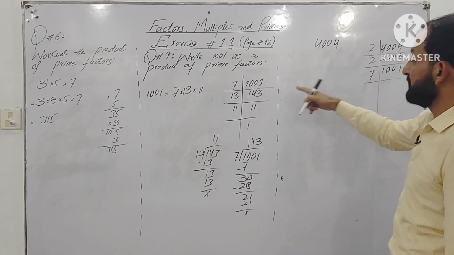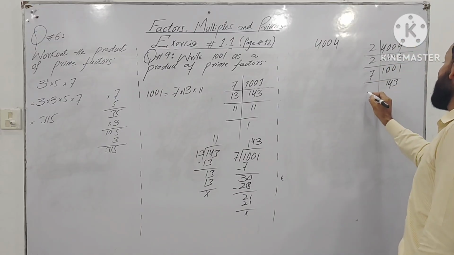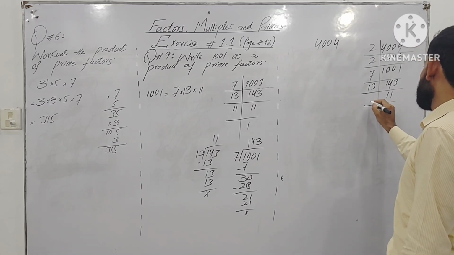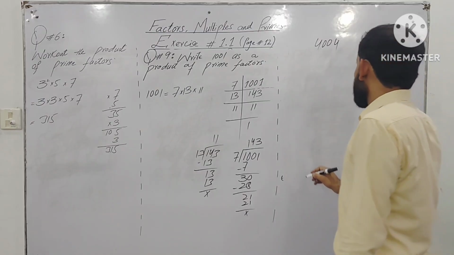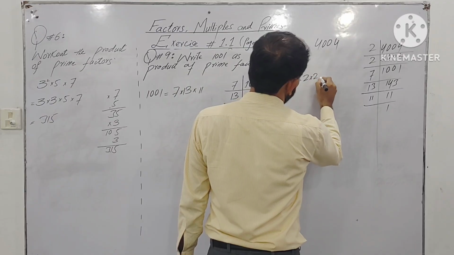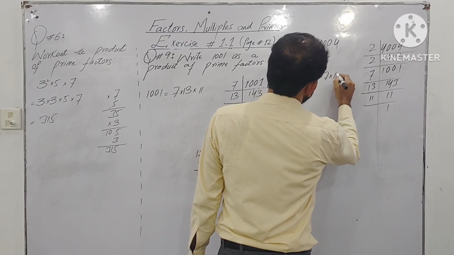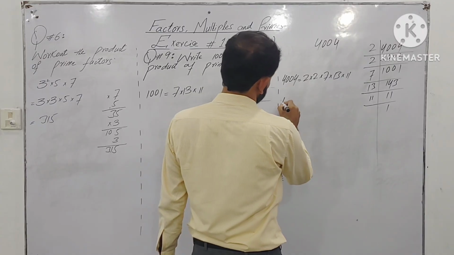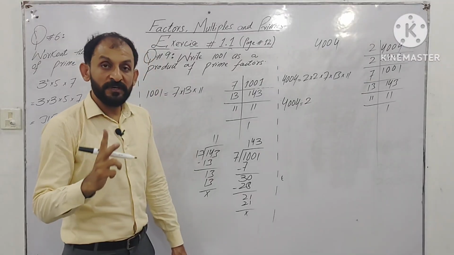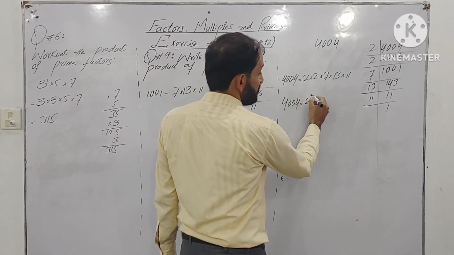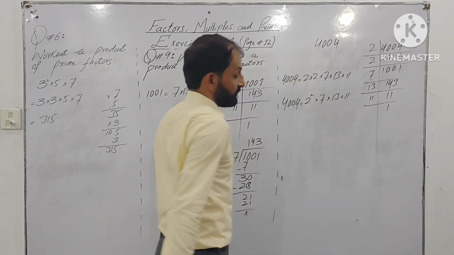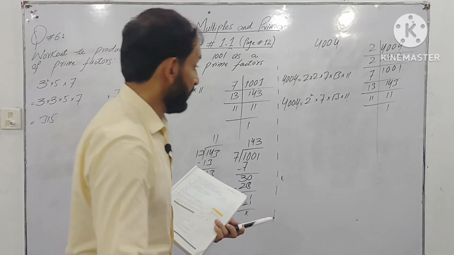The number is divisible by 7. The remainder will be written in the form of 143. Then we can use 13. 13 ones are 13, 13 ones are 13. Now 11 ones are 11. The prime factors of 4004 can be written in the form of 2 multiplied by 2 multiplied by 7 multiplied by 13 multiplied by 11. Now you can see 2 is written 2 times, 2 times means power will be 2. So 2 square multiplied by 7 multiplied by 13 multiplied by 11 will be the required answer.